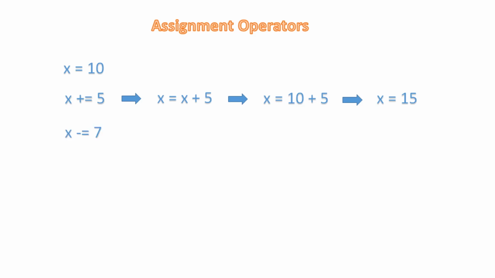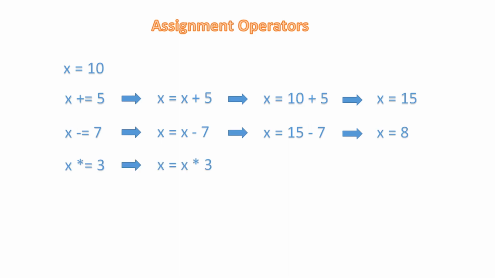X minus is equal to 7. It is same as x is equal to x minus 7. Current value of x is 15, which is the output from previous command. So 15 minus 7 is equal to 8. Now 8 is reassigned to the variable x. X asterisk is equal to 3. It can be written as x is equal to x into 3. Current value of x is 8. So x multiplied by 3 is equal to 24. Now 24 is reassigned to the variable x.